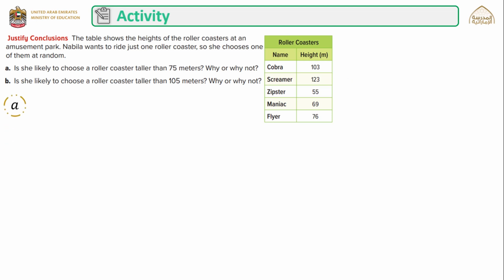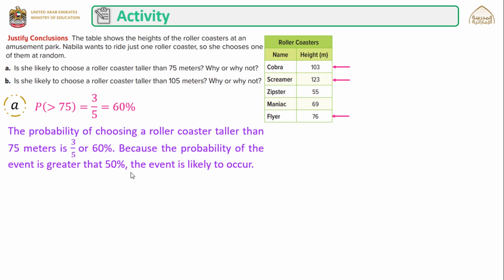And we have here three values: 103, 123, and 76. So these are 3 out of 5, which is the probability of choosing a roller coaster taller than 75 meters, 60%. Now, because this 60% is more than 50%, this event is likely to occur.